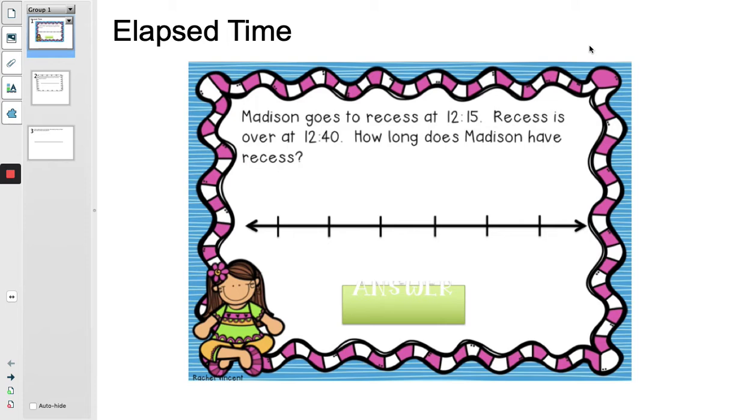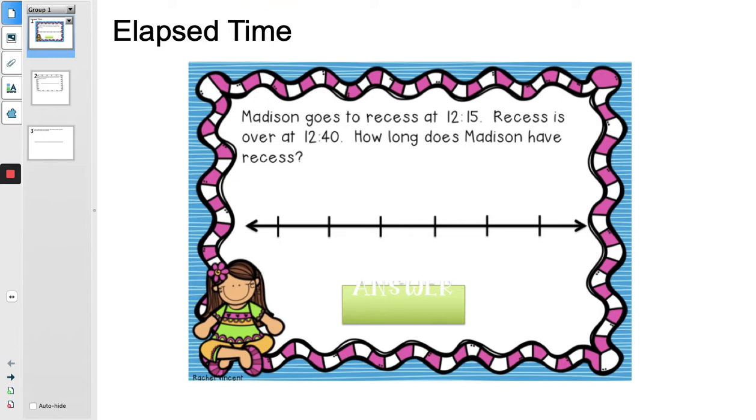Sometimes we'll know our start and end time. Sometimes we might know our start and how long it lasted, and we have to find out our end time. Or sometimes we have to figure out our start time because they give us how long it lasted and what time it ended. This problem says Madison goes to recess at 12:15. Recess is over at 12:40. How long does Madison have at recess?